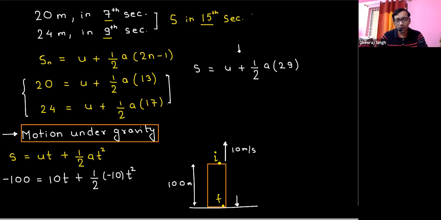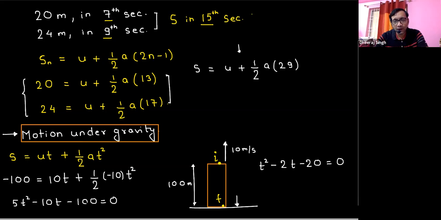This will create a quadratic equation. You will get 5t squared minus 10t minus 100 is equal to 0, and then simplify it further: t squared minus 2t minus 20 is equal to 0. So this is the quadratic equation you'll get. Solve this, you'll get the answer.